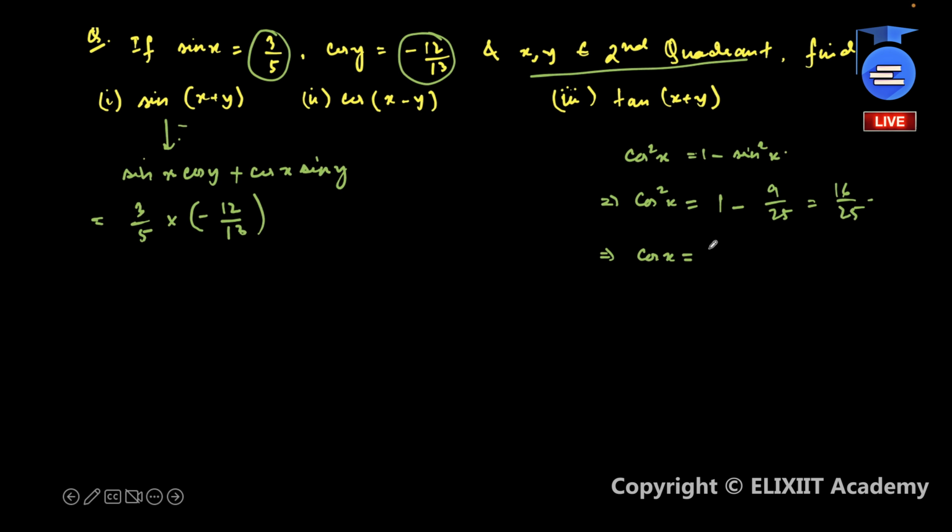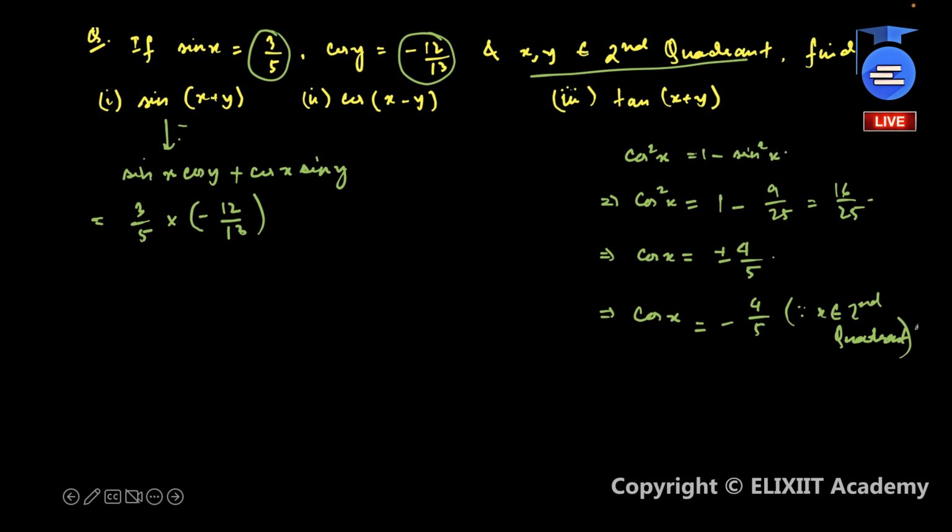So cos x is plus minus 4 upon 5. Now whether cos x will be positive or negative, obviously we can decide by the given information. X and y belong to the second quadrant. If x belongs to the second quadrant, cos x is negative. So cos x will be minus 4 upon 5, because x belongs to the second quadrant.